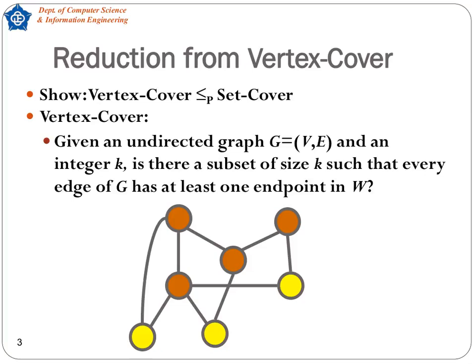Now that we've seen what set cover asks for, let's turn to vertex cover and show how to reduce it in polynomial time. Recall the vertex cover problem. Given an undirected graph G equals (V, E) and an integer k, we ask whether there exists a subset W of V with |W| equals k, such that every edge in E has at least one endpoint in W. In our example, the orange nodes form a valid vertex cover. Each edge touches at least one orange node, while the yellow nodes lie outside the cover. This formulation is exactly what we'll use as the starting point for our reduction to set cover. Next, we'll build the corresponding set cover instance step by step.